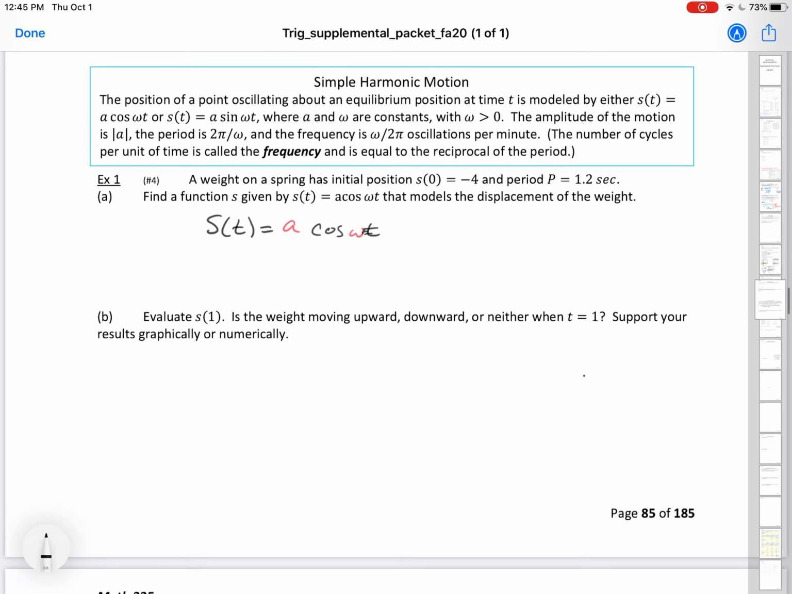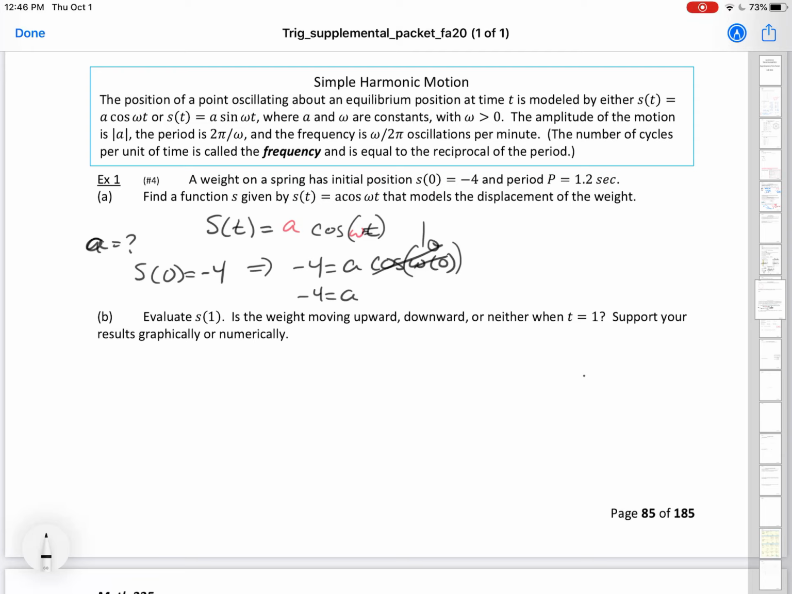What we need to do is realize that we know something. We know s sub 0 is equal to negative 4. What does that mean? That means negative 4 is equal to A, which we want to find, cosine omega times 0. Okay, well, remember, 0 times anything is still 0. Cosine of 0 is 1. Negative 4 is equal to A, so we get A that quickly.